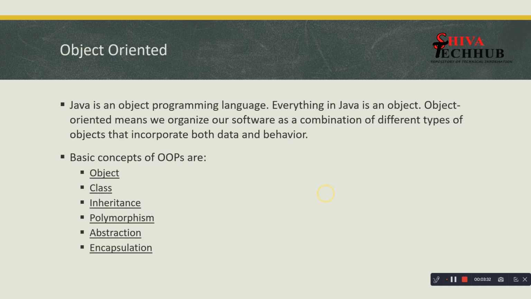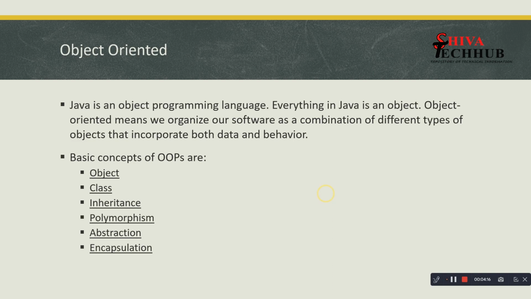When it comes to object oriented, this is one of the most important concepts whenever you hear the word Java. The reason we call it an object oriented programming language is that everything in Java is an object. Object oriented means we organize our software as a combination of different types of objects. Software is nothing but a program which has a combination of different types of objects. Each object has data and behavior. In future classes we'll learn about how data is passed to a program, and behavior is nothing but the methods. Data is variables and behavior is methods.